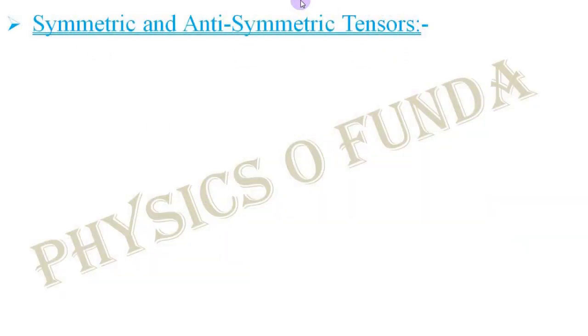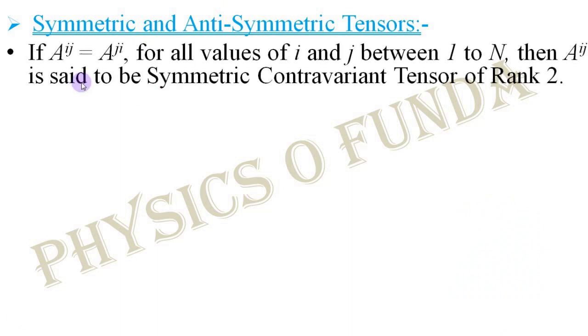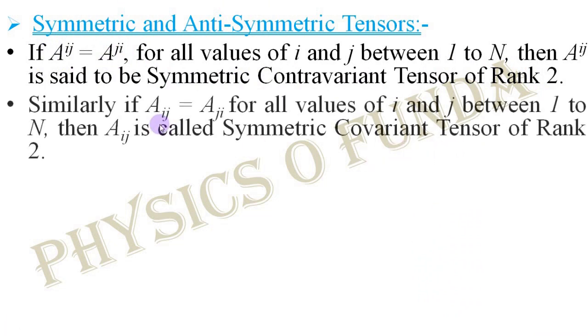Let us start with what are symmetric and antisymmetric tensors. If Aij is equal to Aji, where i and j both are contravariant indices running from 1 to n, then this type of tensor is called a symmetric contravariant tensor of rank 2. Now, if Aij is equal to Aji, where i and j both are covariant indices running from 1 to n, then this type of tensor is called a symmetric covariant tensor of rank 2.